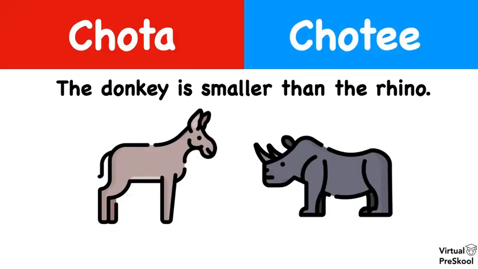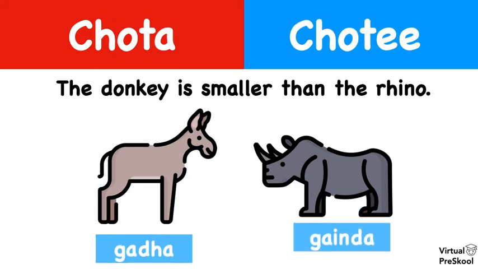All right, now instead of bada and badi, let's do chota choti. How would we say the donkey is smaller than the rhino? We already practiced donkey and rhino. Do you remember them? Donkey is gadha. Rhino is genda. So would this be chota or choti? Well, the sentence is about the donkey, and donkey is gadha. So would it be chota or choti? It would be chota. And let's put the sentence together.